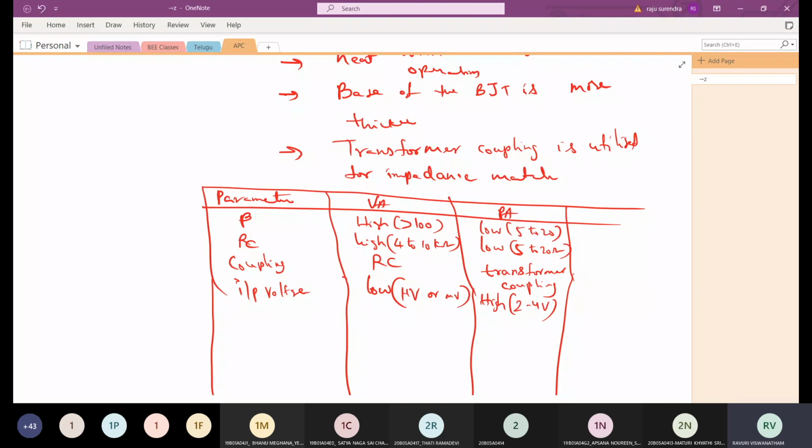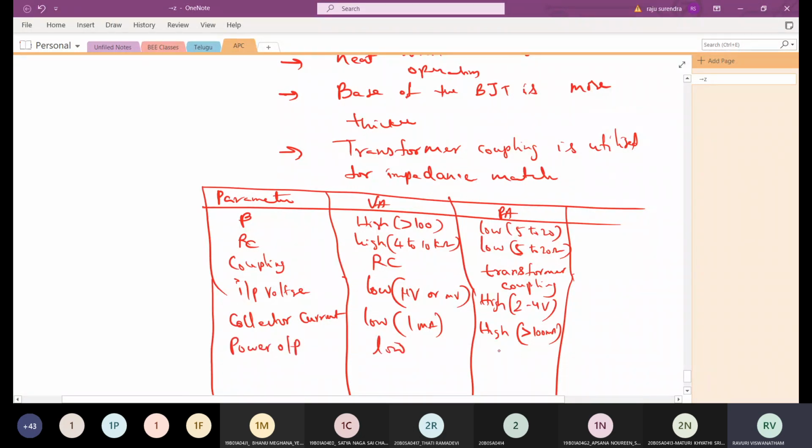And coming to the collector current, in voltage amplifiers, it is low, almost equal to 1 milliamp. But here, it is high, greater than 100 milliamps. And coming to the power output, for voltage amplifiers it is low, for power amplifiers it is high.